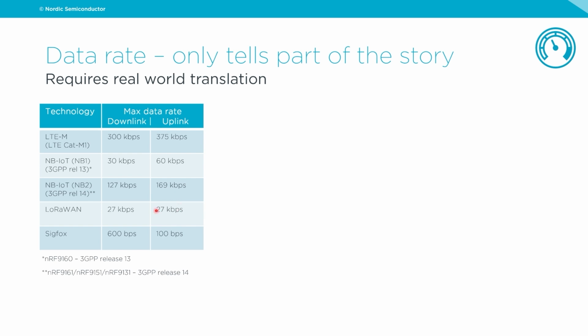And then we have some of these unlicensed technologies, for example, LoRaWAN, 27 kbps on both downlink and uplink, and Sigfox, a bit more modest data rate figures here, 600 bits per second of downlink and 100 bits per second of uplink.